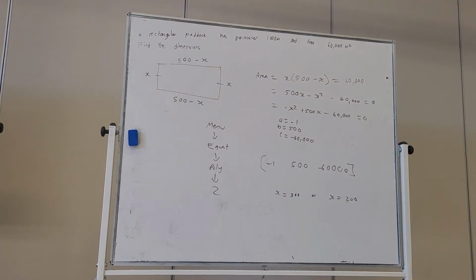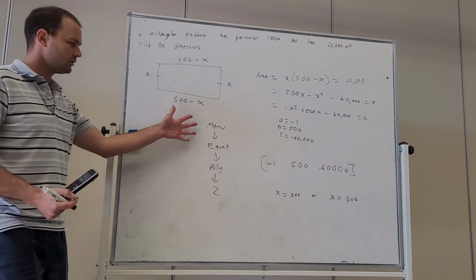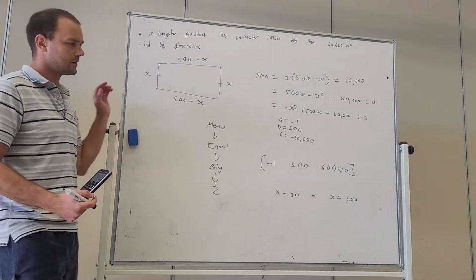Okay, and so it'll pop up. There's a square box there, and you can just see both solutions. X is 300 or X is 200. So this is a procedure you can use to solve any quadratic. Okay, you can use it to assist you when you're factorizing.